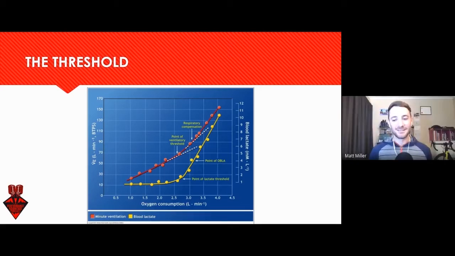Yeah, exactly. So, I love this graph because it shows that all of these thresholds, even though we have lots of fancy words for them, they all represent the same point. So that's why it's really important for me to just pick one and stick with it.